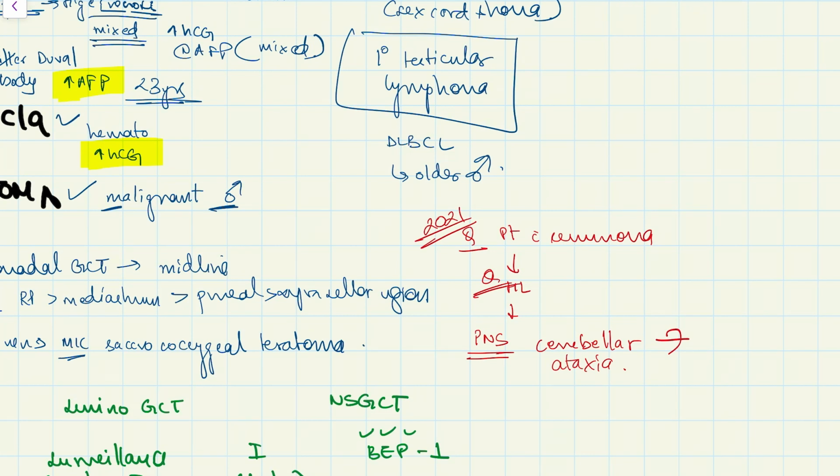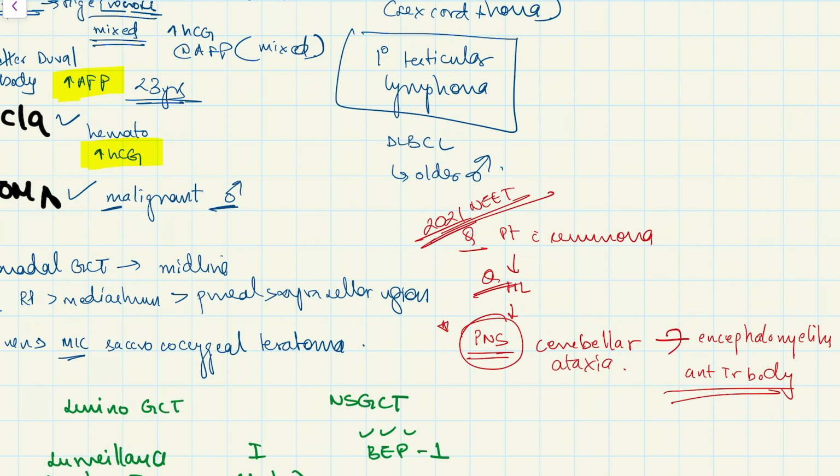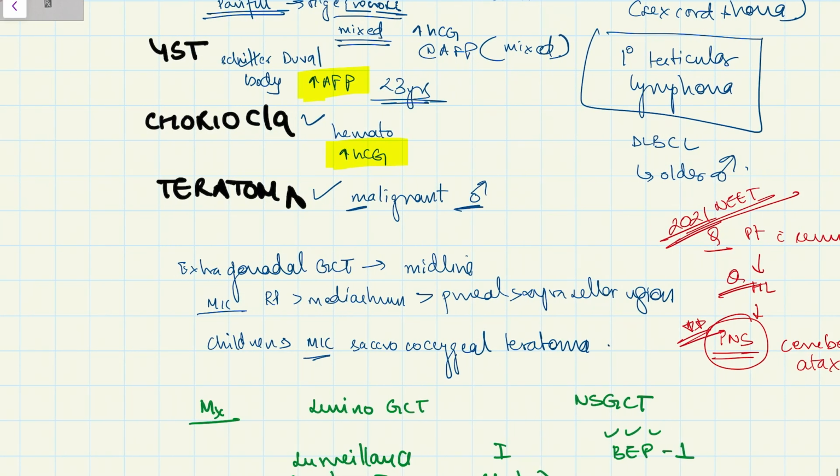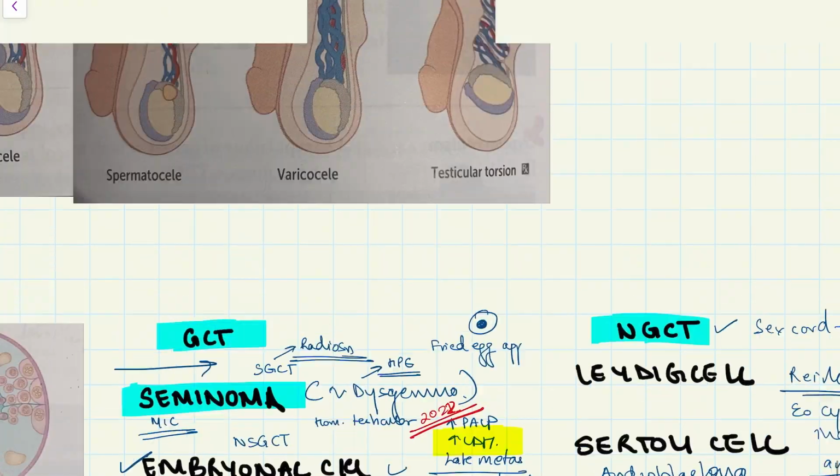So what happens is that the Hodgkin's lymphoma causes cerebellar ataxia, which is encephalomyelitis, right, which is due to anti-Tr antibody, right. It was asked in NEET or INI-CET in 21. So yeah, the paraneoplastic syndromes are very important. We covered it in the recipe. You can revise it again.